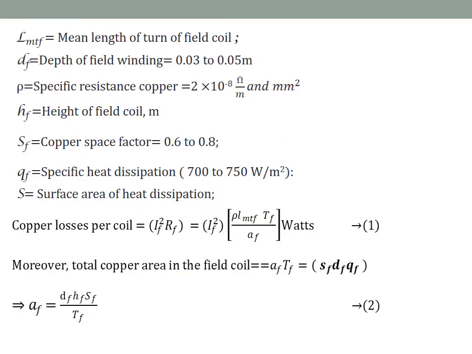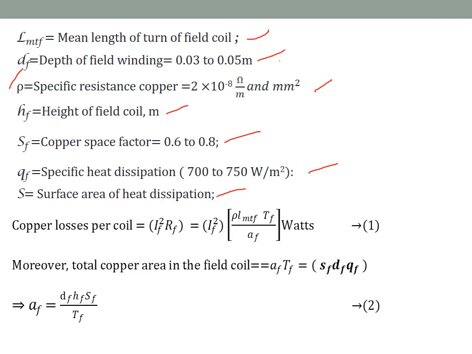Now LMTf is the mean length of the turns of the field coil. Df is the depth of the field winding, usually 30 mm to 50 mm, selected from the data book based on the rating of the machine. Rho is the specific resistance of copper, 2 into 10 raised to minus 8 ohm per meter and mm square. Hf is the height of the field winding. Sf is the copper space factor, 0.6 to 0.8. qf is the specific heat dissipation, that is 700 to 750 watts per meter square. S is the surface area of heat dissipation.